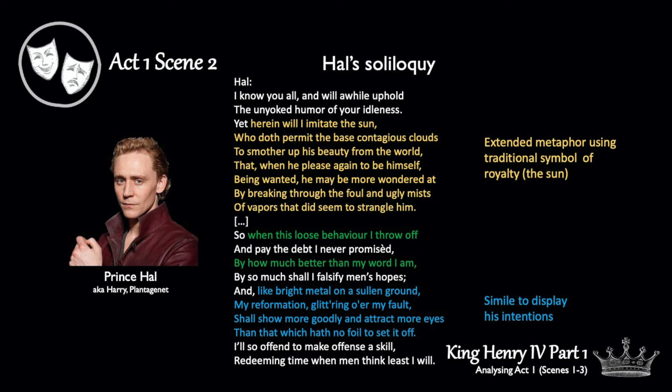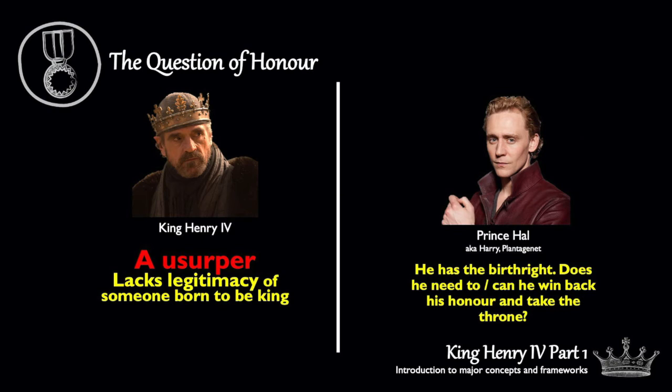talent at playing parts. He makes use of an extended metaphor, saying, "I will imitate the sun," a traditional symbol of royalty, and the imagery here suggests that he is intentionally presenting an immoral persona to the world, so that when he throws it off, the transformation is more impressive, and he is better positioned to rally the kingdom in support of his rule.